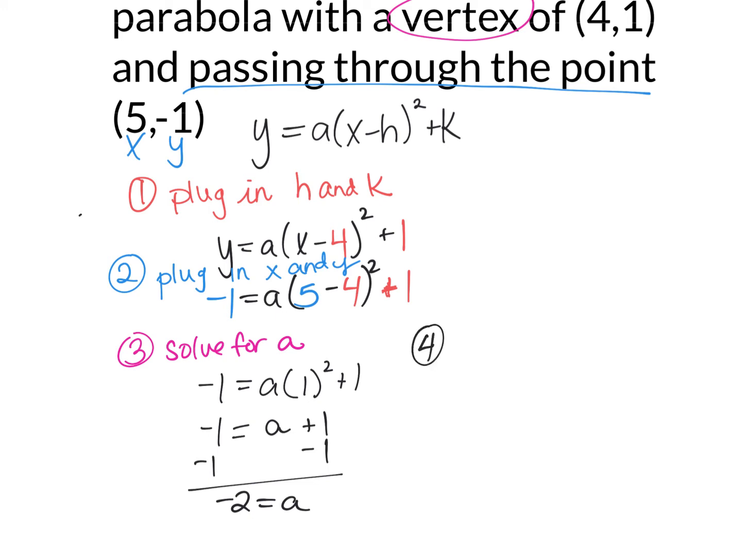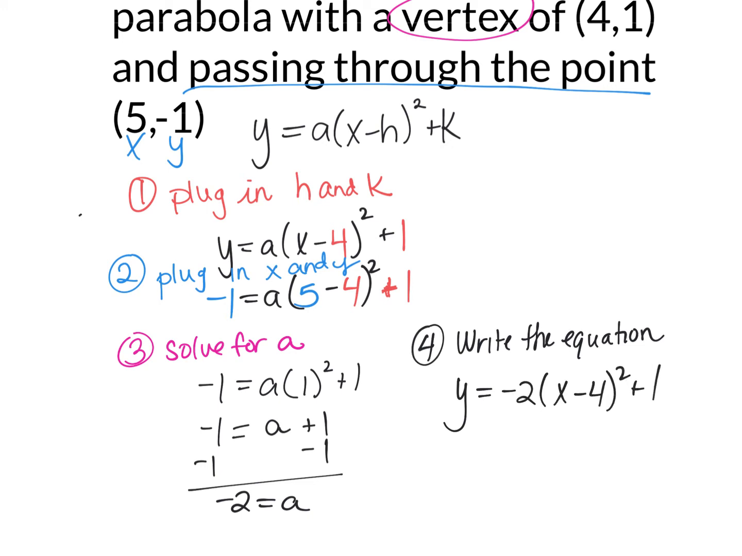And the last step is write the equation. y = -2(x - 4)² + 1. I fill in everything, the h, the k, the a. I leave the x and the y as variables.